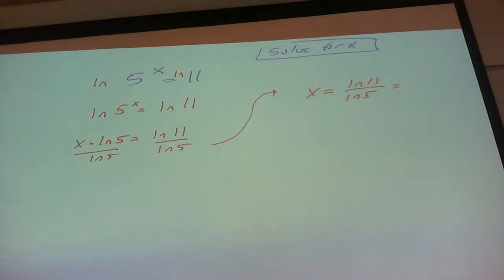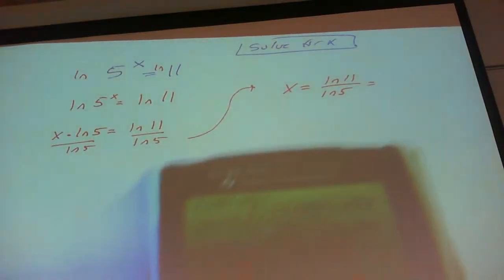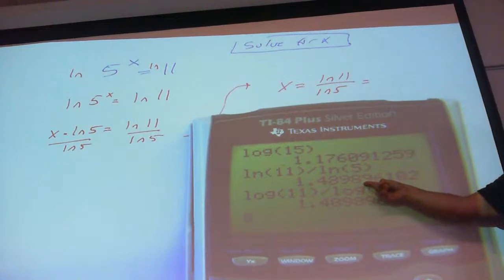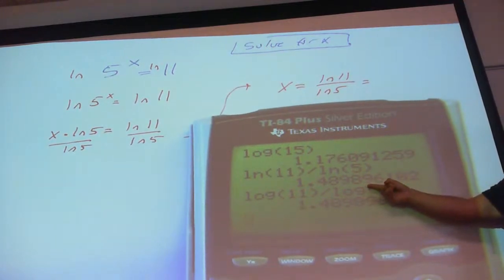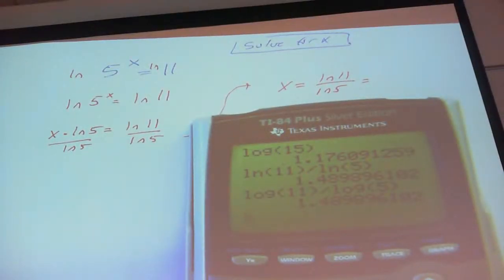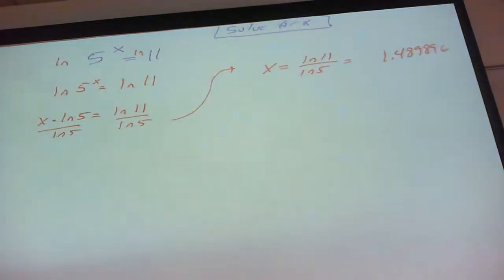Okay, remember what his question was. What if I did log instead of ln? What would happen? Well, if you do ln of 11 divided by ln of 5, there you get 1.489896. If you did log of 11 divided by log of 5, you get the same answer. It's kind of like you have a bunch of ways of doing the same thing. Okay?